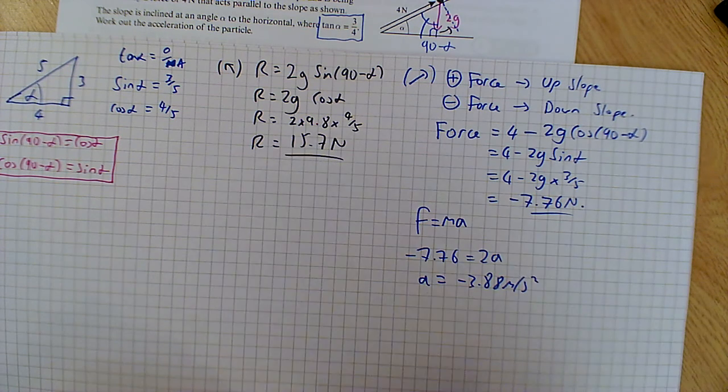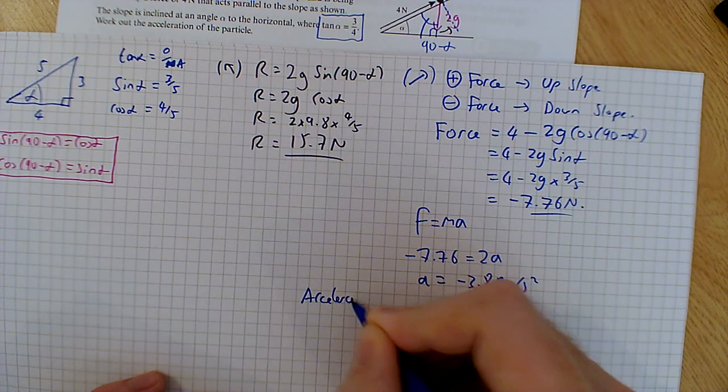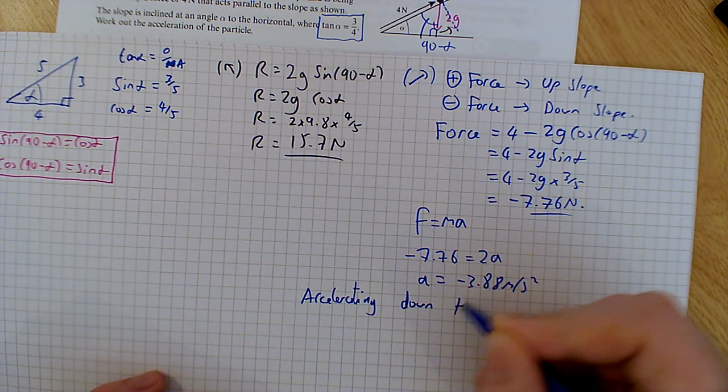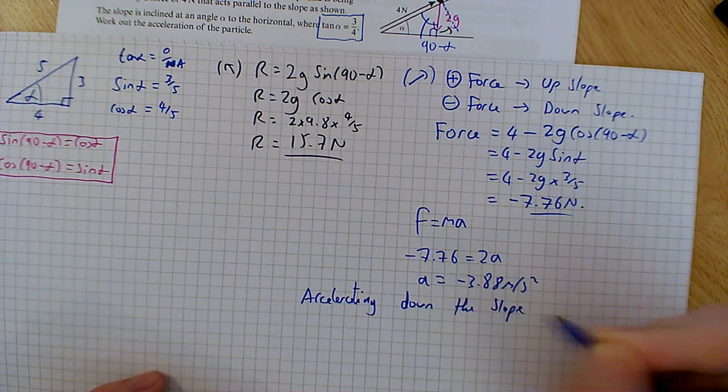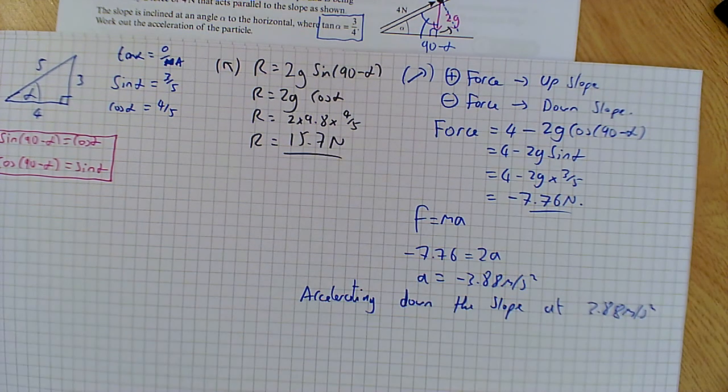And I'm just going to pop in a little concluding line that we will be accelerating down the slope at 3.8 meters per second squared.